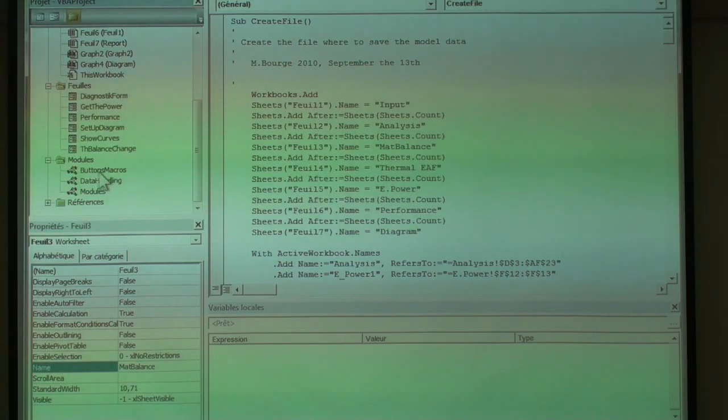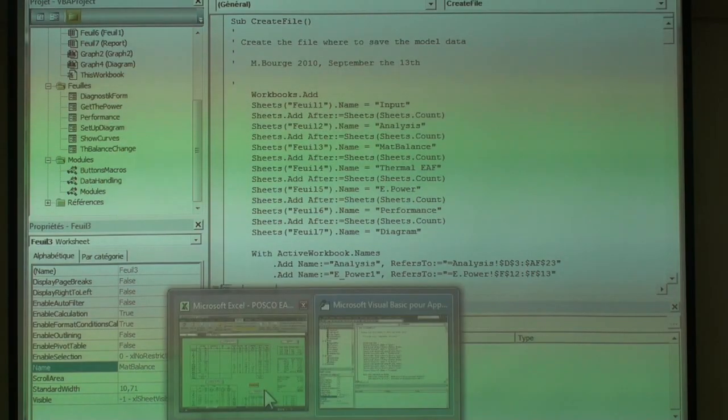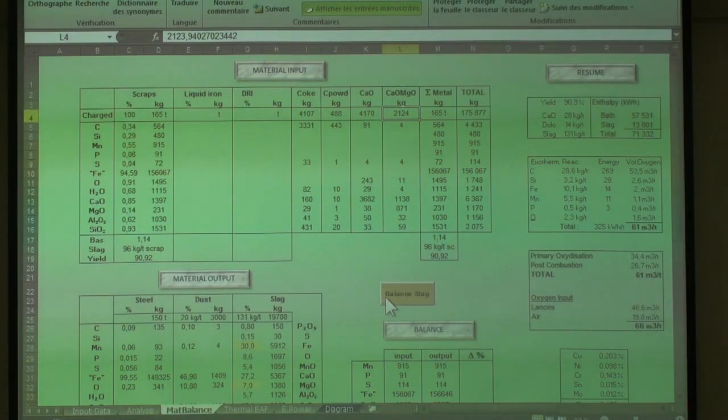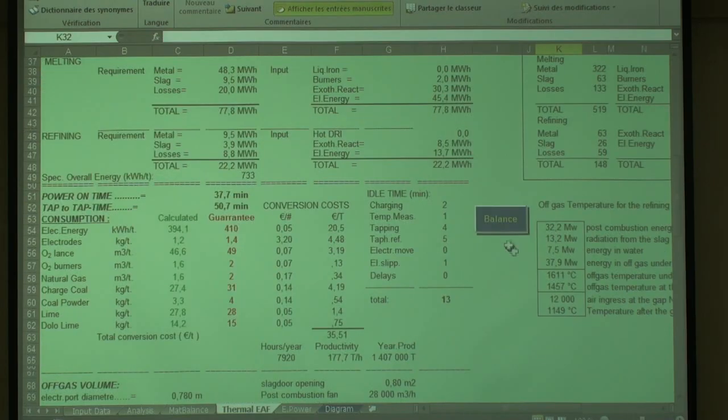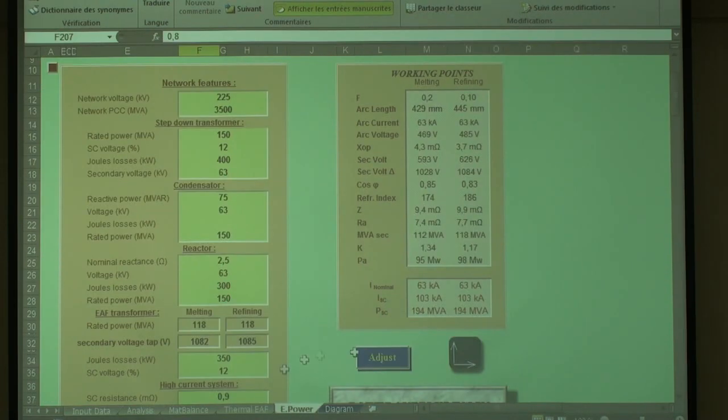So in fact here, do you know VBA? In the VBA you will find here all the macros related to buttons. For example, you will see the macro behind this button in the button macros. Or here, same. And in electrical power here, same.